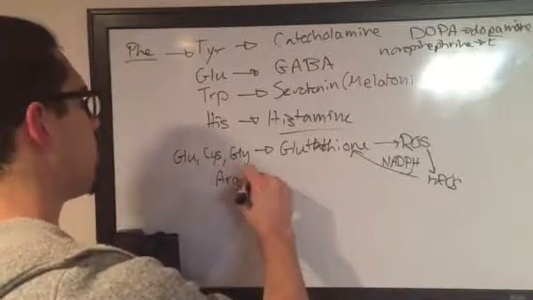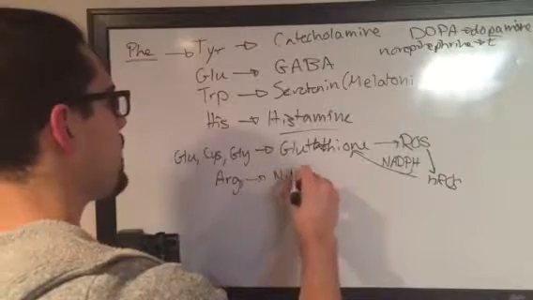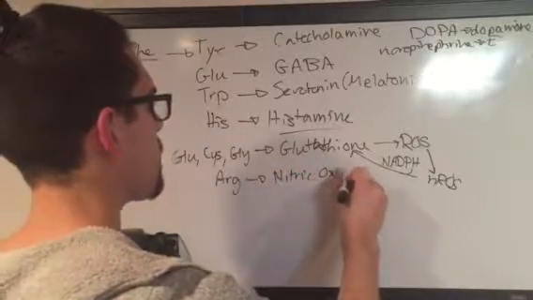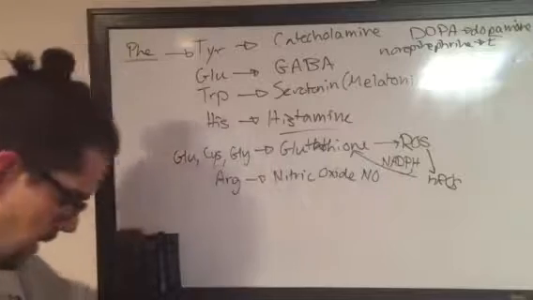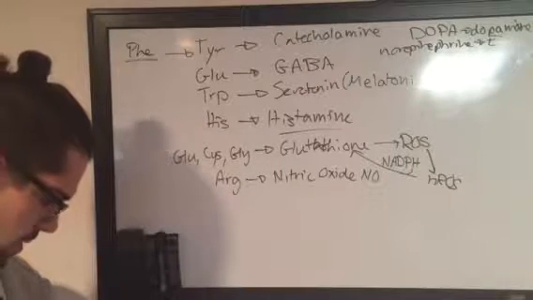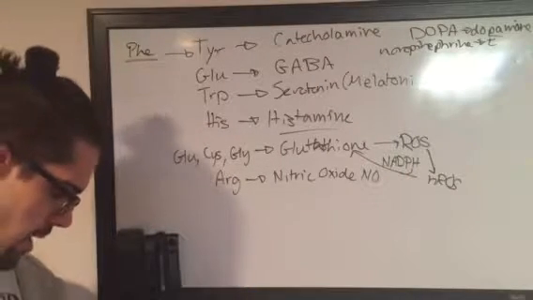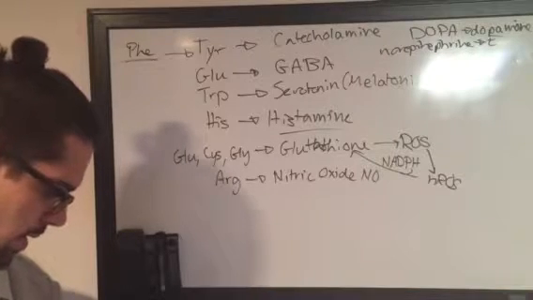Lastly, we have arginine, which forms nitric oxide. Nitric oxide, NO. Now, that's kind of beautiful. Bam, bam, bam. What else have we got here?